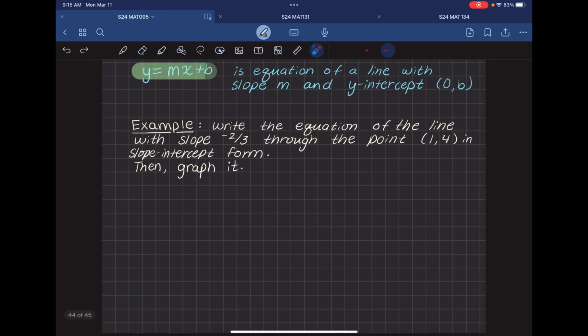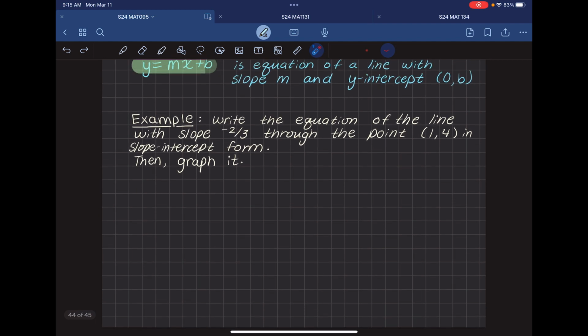I'm going to give an example problem. So suppose we want to write the equation of the line with slope negative 2/3 through the point 1, comma 4 in slope-intercept form, and we want to graph it. So I'm going to start off with writing the equation.